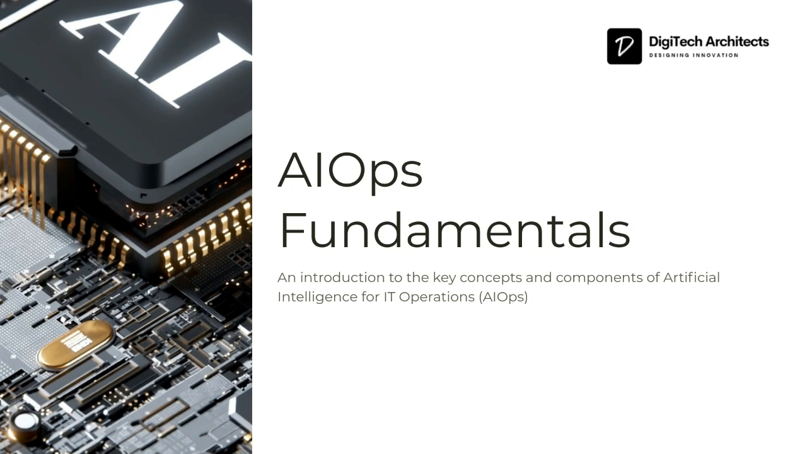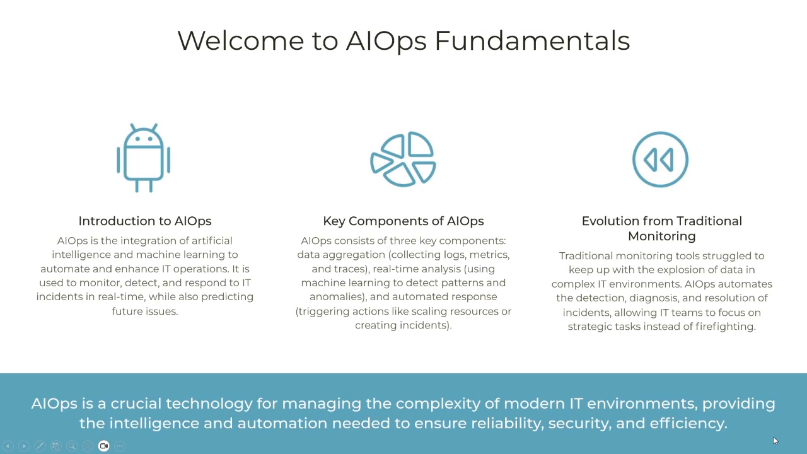Let's start by breaking down what AIOps actually is. In simple terms, AIOps stands for Artificial Intelligence for IT Operations. It's all about using AI and machine learning to help manage and improve IT systems. Think of it as a tool that not only monitors systems but also learns from them. It detects issues in real time, responds automatically, and even predicts future problems before they happen.